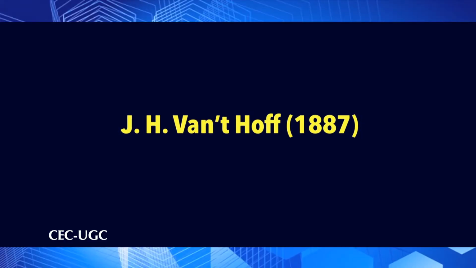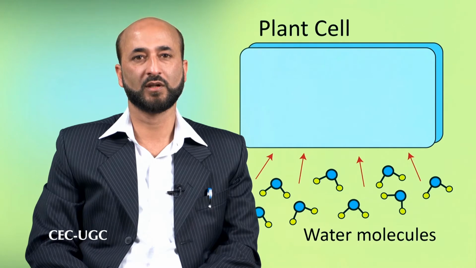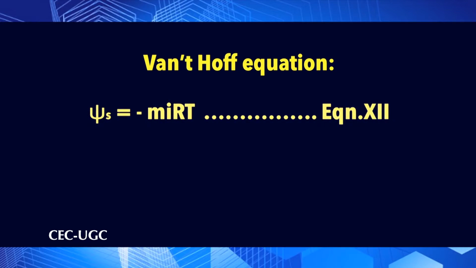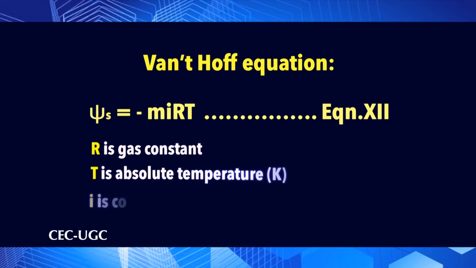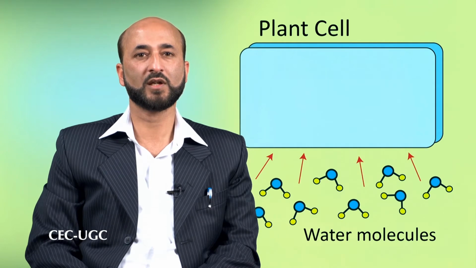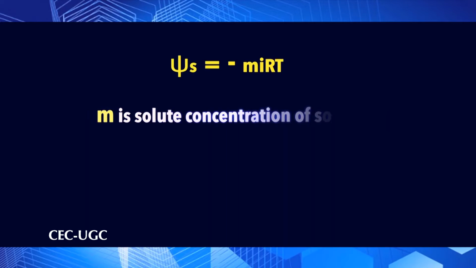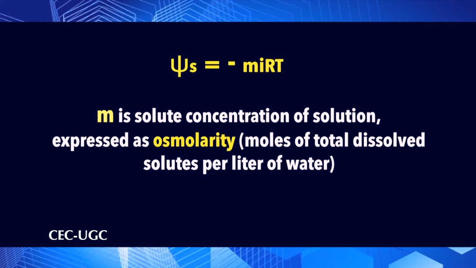J. H. van't Hoff in 1887 discovered an empirical relationship between osmotic potential and molar concentration of a solution, called the van't Hoff equation, which is given below. Solute potential is equal to minus M i R T, where R is gas constant, T is absolute temperature in degrees Kelvin, i is a constant called van't Hoff's factor that accounts for ionization of the solute and other deviations from perfect solutions. For non-ionized molecules, i is equal to 1, and M is the solute concentration of the solution expressed as osmolarity, moles of total dissolved solutes per liter of water.